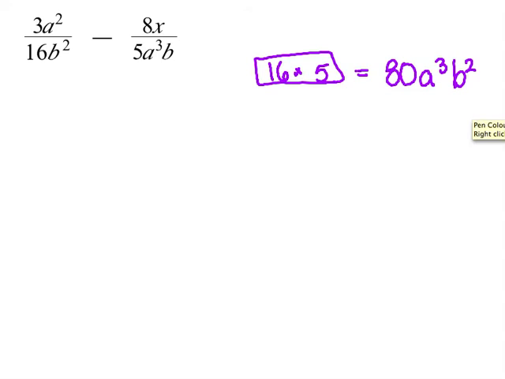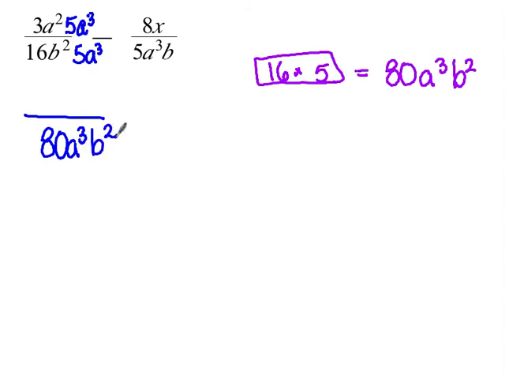So now in my first term, I need to make that 80a cubed b squared. So I already have a 16. So what do I have to multiply by in order to get 80? 5. I have a b squared, but what do I need to add? A cubed. So remember, I've got to do that on both the top and the bottom. So the bottom becomes 80a cubed b squared. What does the top become? Good.